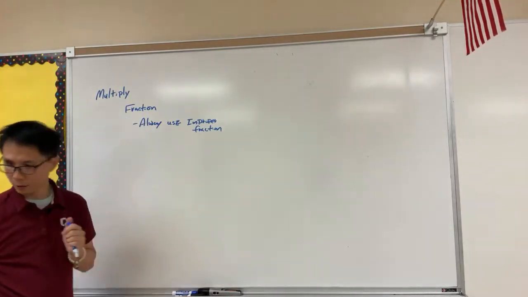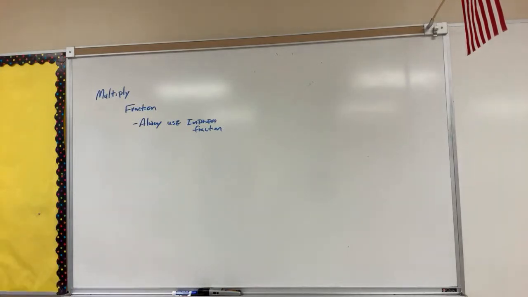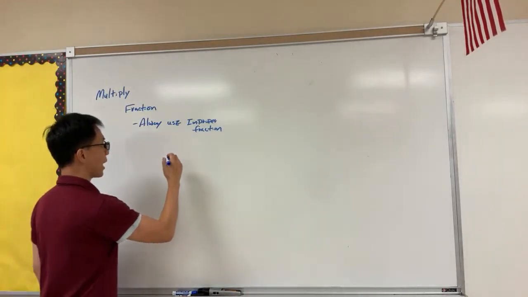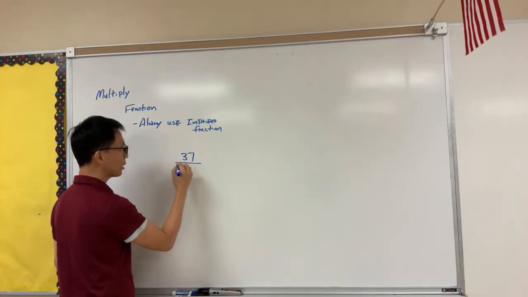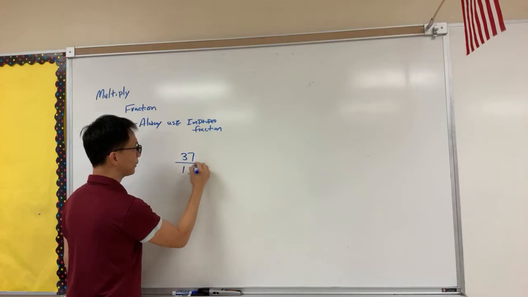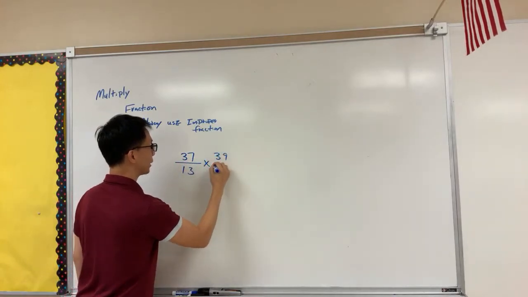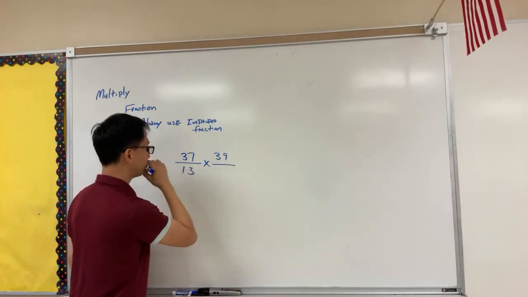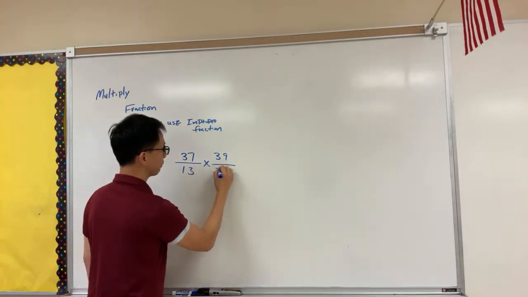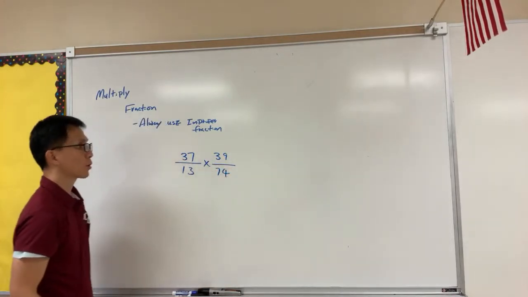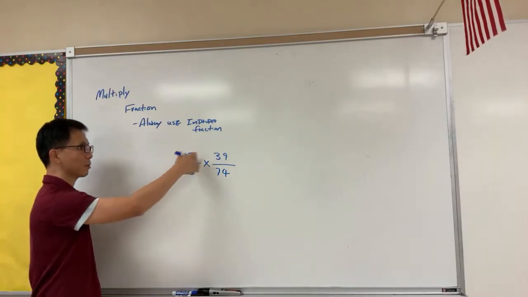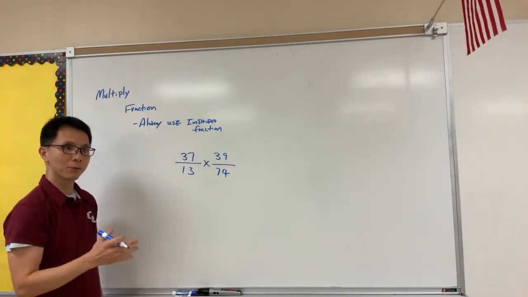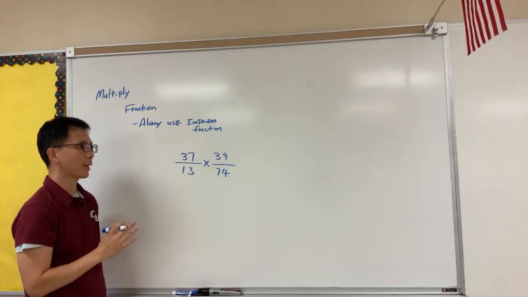Now we're going to talk about multiplication. Multiplication is a struggle for a lot of students, especially when they have to do this one. So let's say 37 over 13, multiplied by 39 over 74. Okay, I see students make a few different kinds of mistakes. They tend to cross multiply, and this is very common when you go to high school, but you've got to avoid that.